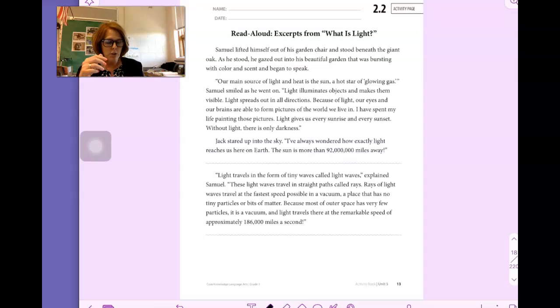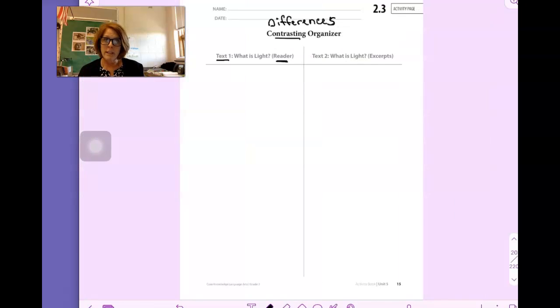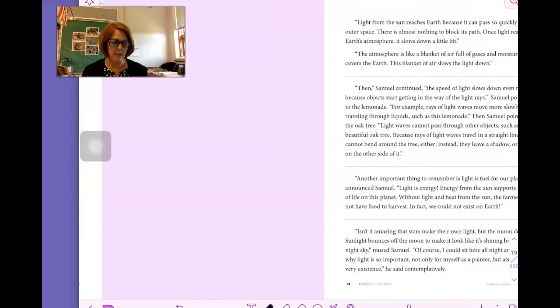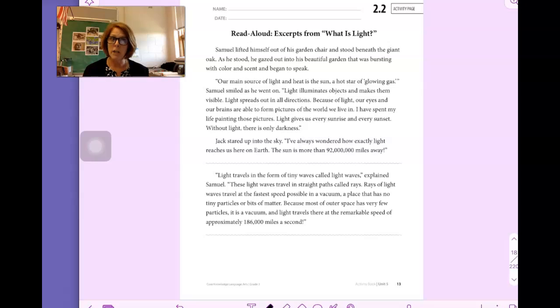What I want you to do on this organizer is to come up with 4 differences. 4 things that you find different between chapter 1, the information we had in chapter 1, and the information we're getting in the read aloud information. So you're going to want to have chapter 1 out right next to you. And you're also going to want to have this out.